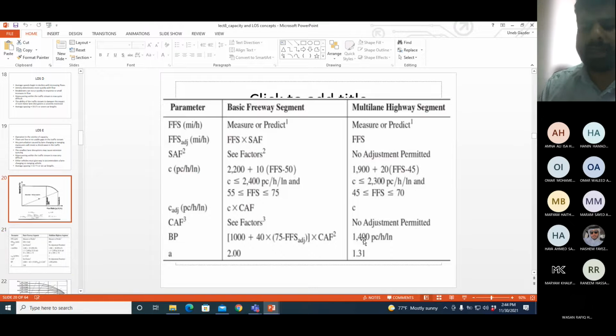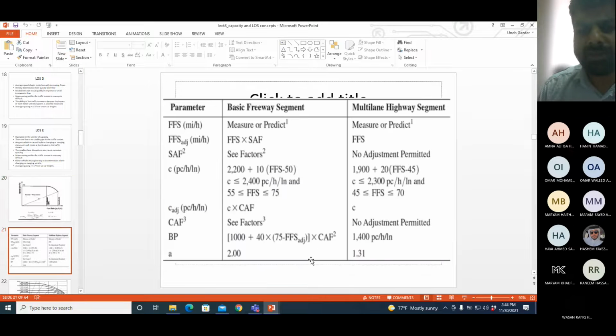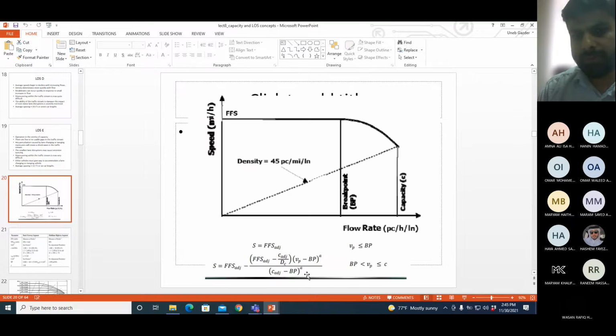Then in this equation we need a factor A. A is an empirical factor which is given here: 2 for freeways and 1.31 for multi-lane highways. And where we are using it is in this equation, the equation of this part of the graph.